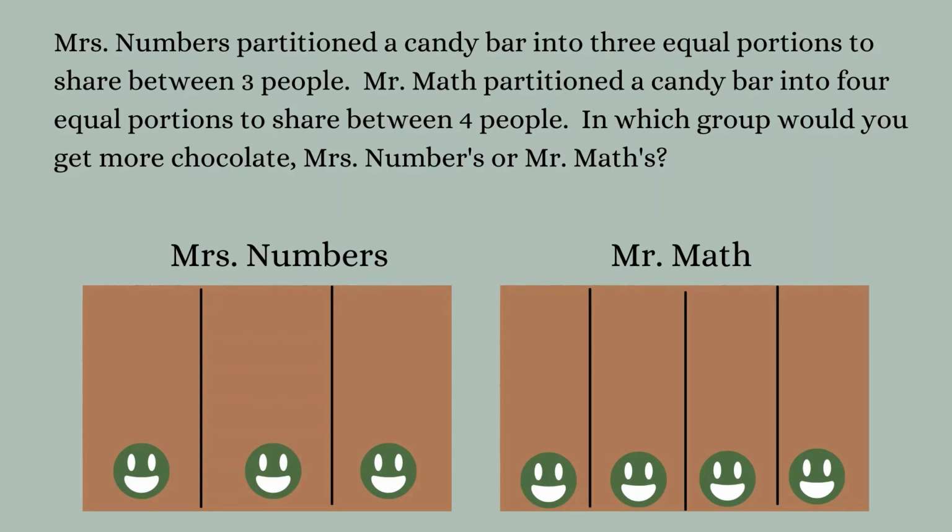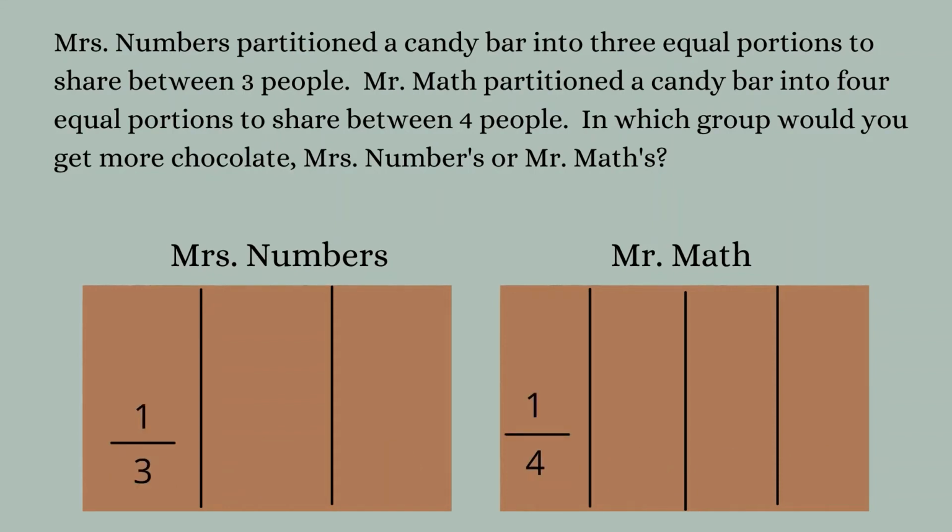It's time to label the chocolate with a fraction to help us describe what's happening here. In Mrs. Numbers' group, each person gets 1 piece, so we know it's going to be a 1 in the numerator. There are 3 total pieces in her group, so it's a 3 in the denominator. In Mr. Math's group, each person gets 1 piece as well, so it's also a number 1 in the numerator. But this time there are 4 pieces, so it's going to be a 4 in the denominator.